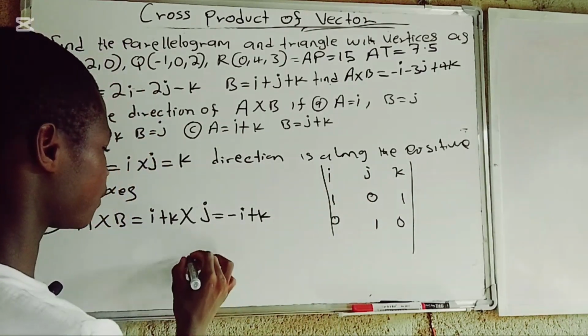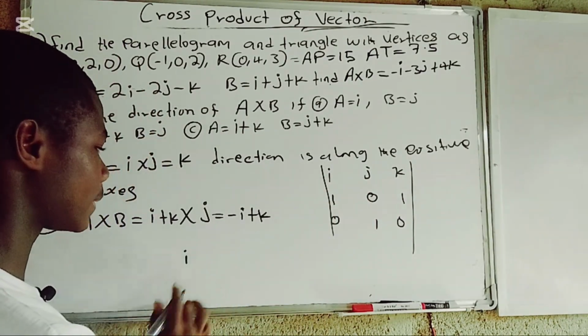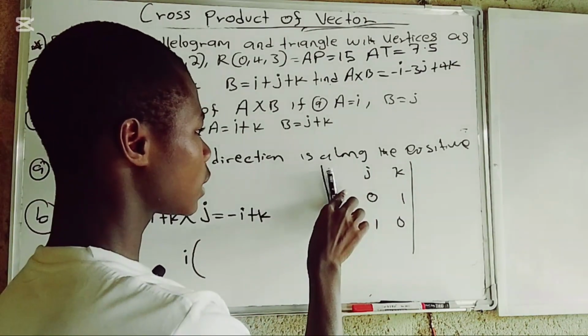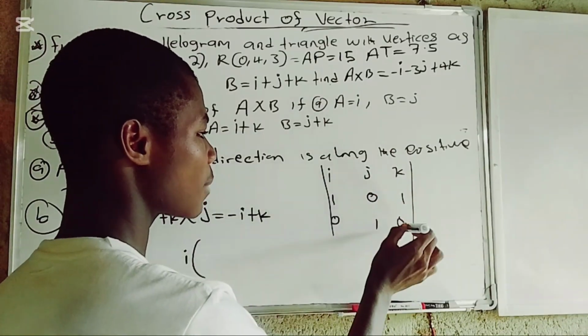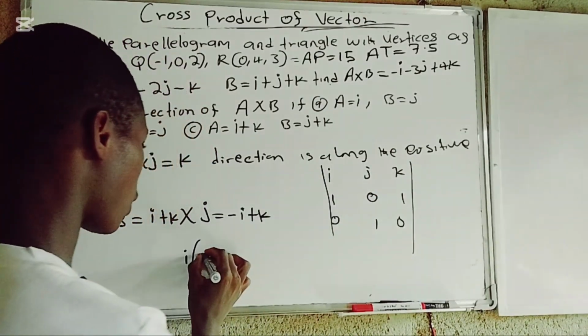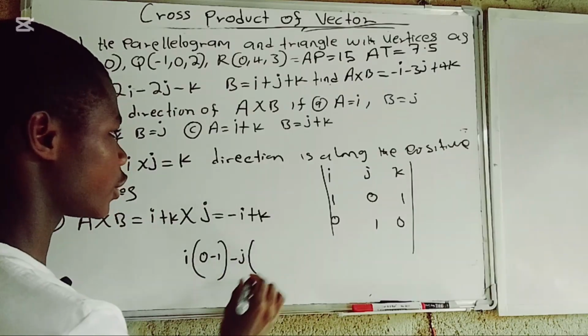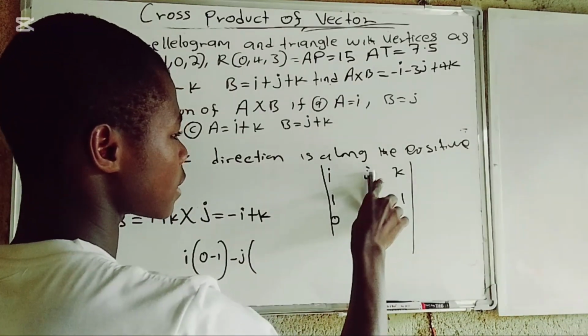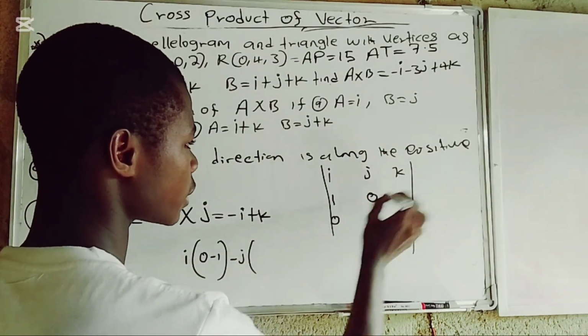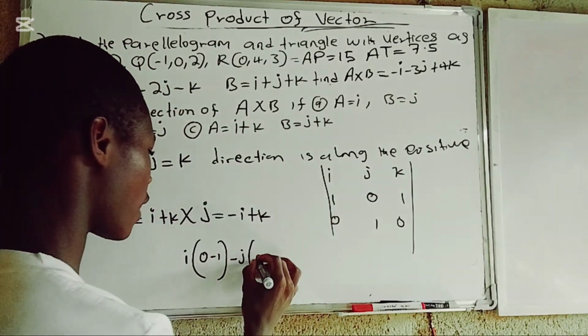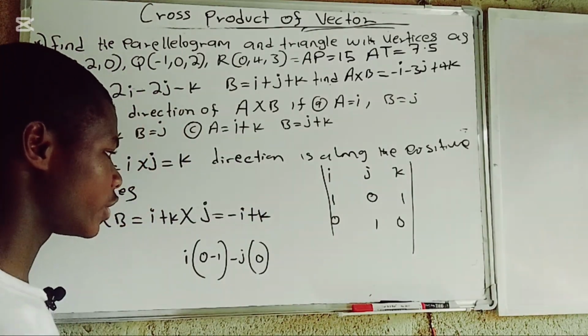Now for i, I'll delete this, I'll delete this. 0 times 0 is 0, 0 minus 1. So I'll say 0 minus 1. Then I have a negative sign, and I'll put my j. I'll delete this, I'll delete this. 1 times 0 is 0, and this times 0 will be 0. So therefore it will be 0 at j.